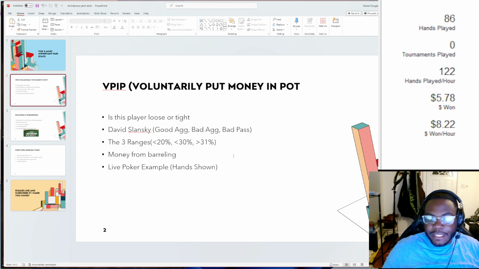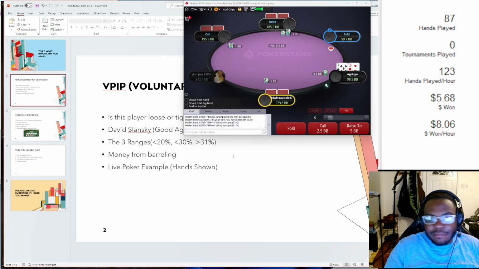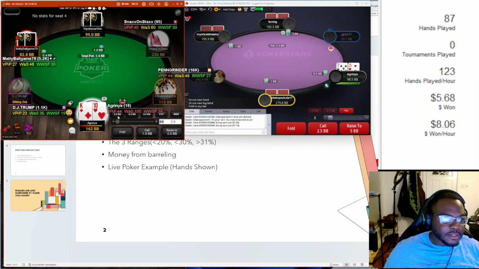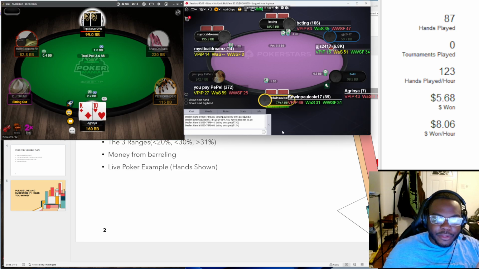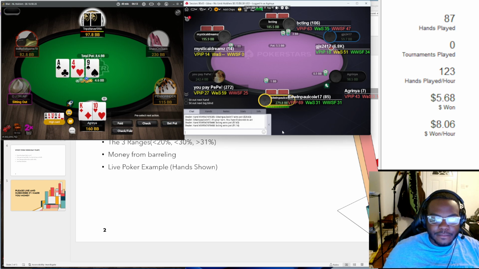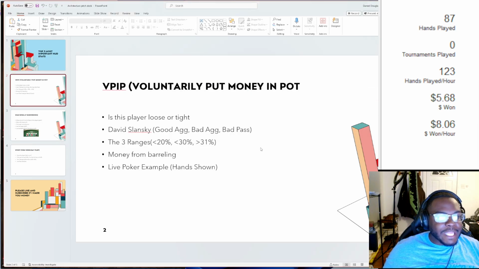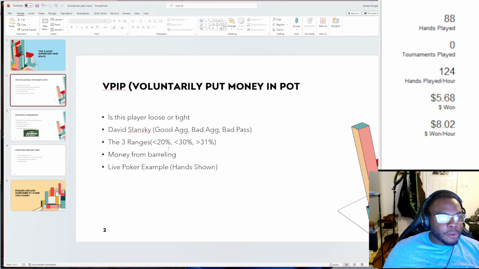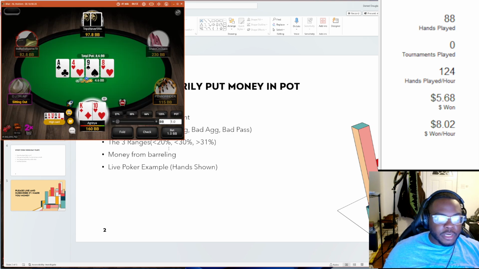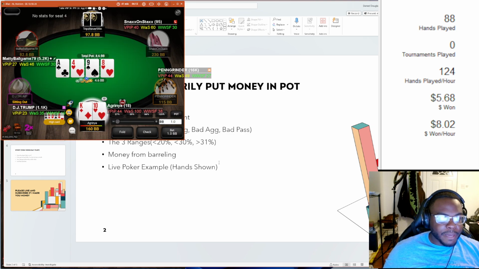And if you're good tight, then you can probably avoid them or play a GTO style against them and exploit them that way. So that's why it's important to know, okay, they're tight. Now, are they good tight or bad tight? And I like what Slansky did here, because the same principle also applies to aggression. Are they good aggressive or bad aggressive?